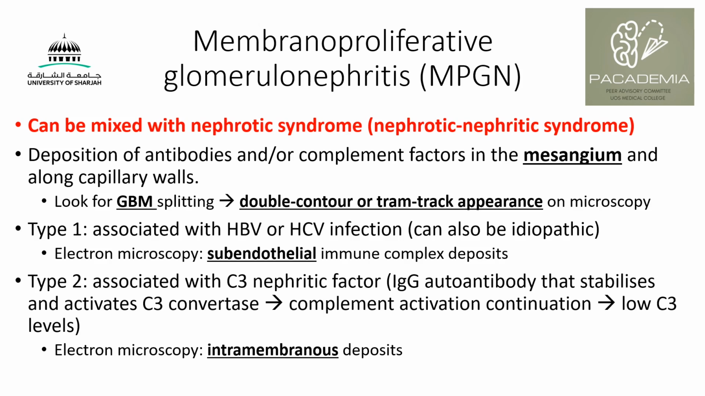And here it's intramembranous. When we talked about membranous glomerulonephritis, it was subepithelial, right? And when we talked about post-streptococcal glomerulonephritis, it was also subepithelial. But here it's subendothelial or intramembranous. Okay, so remember to look for these terms, even for this one: double contour, tram-track.